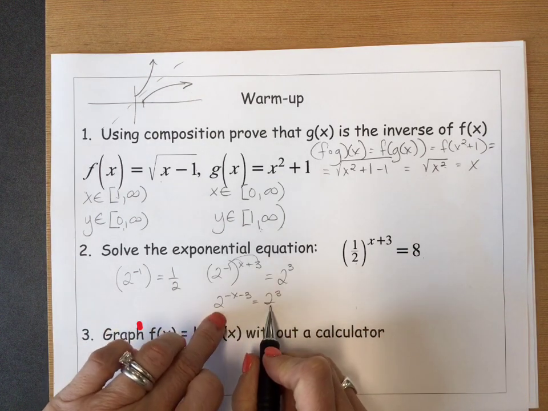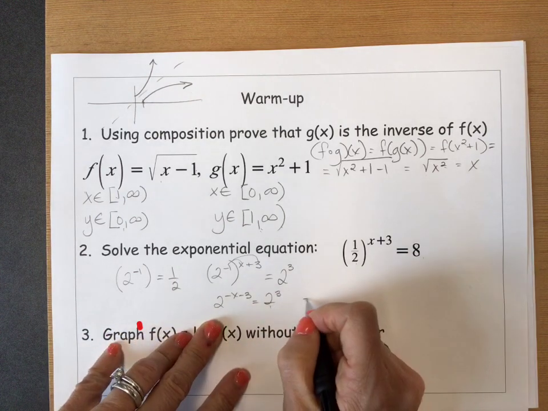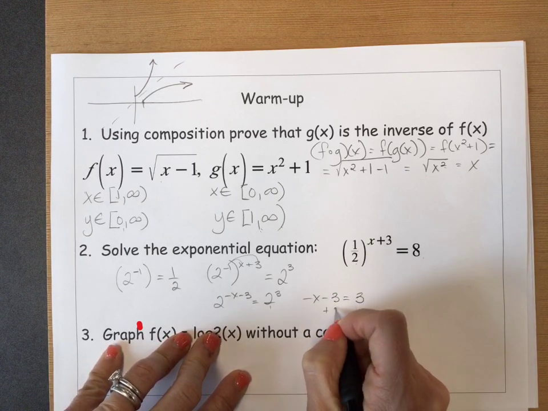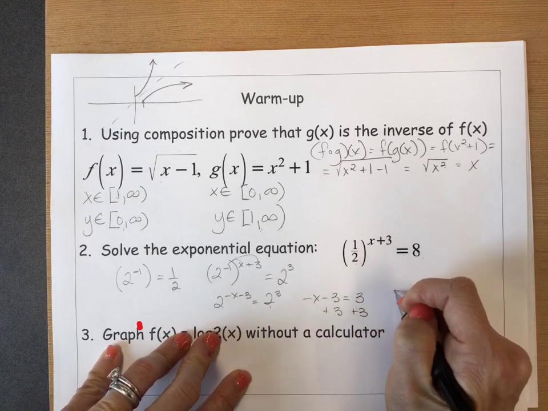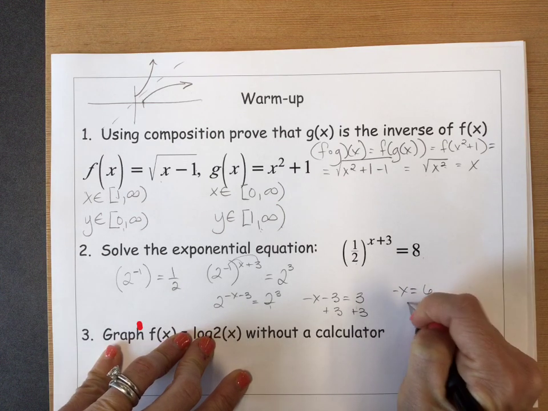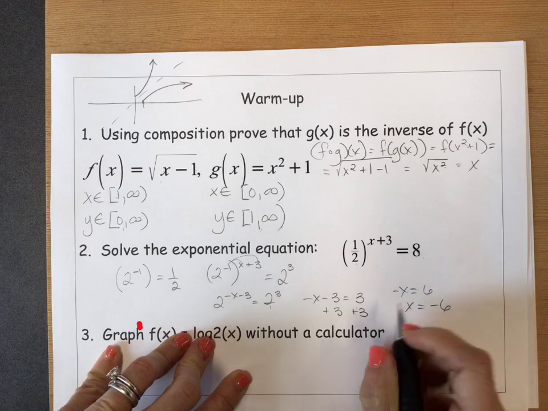Once your bases are the same, the uniqueness property says I can set my exponents equal to each other and solve. So I'm going to add 3 to both sides. Negative x equals 6, so x equals negative 6.